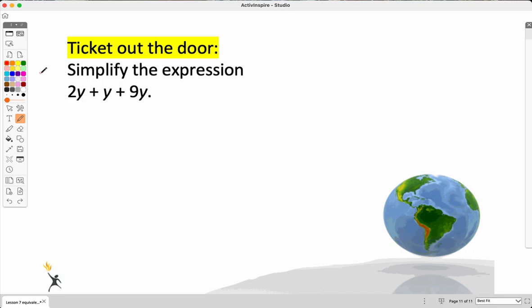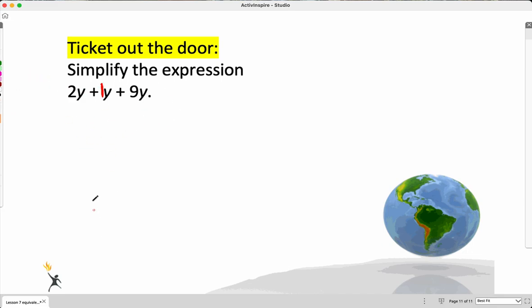All right, and your last thing would be to simplify this. Now, here's the trick on this one. There's always a 1 there. So it becomes 12y.